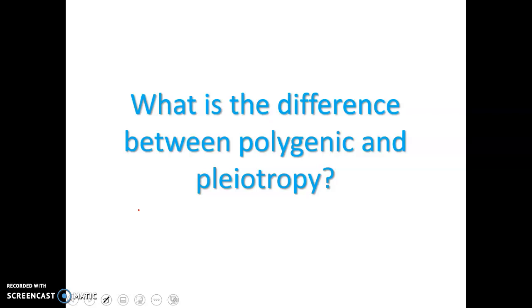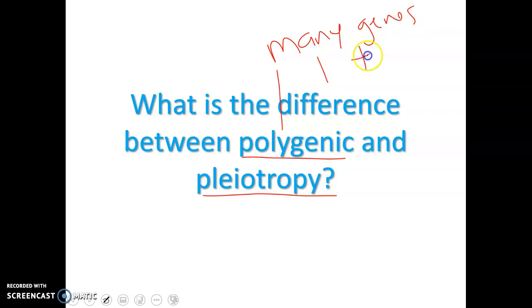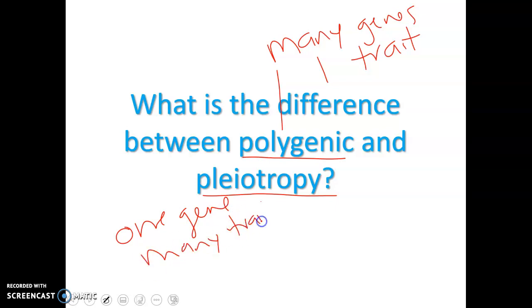So what's the difference between polygenic and pleiotropy? Pleiotropy was shown in the previous video. Polygenic, you should answer automatically because we just talked about it, right? So many genes, one trait. So what's pleiotropy? One gene, many traits, okay? So try to not confuse the two. Many genes, one trait; one gene, many traits.